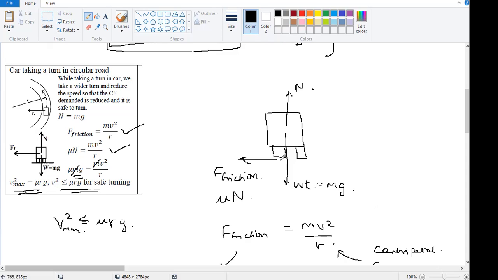Why do I say that the frictional force is acting towards the center in this direction? As I told you many times, if there is an oil spill, you will not be able to take a turn. It will go straight. So we have to agree that the frictional force between the road and the tires is what helps us make a turn. Otherwise, I'll not be able to make a turn.